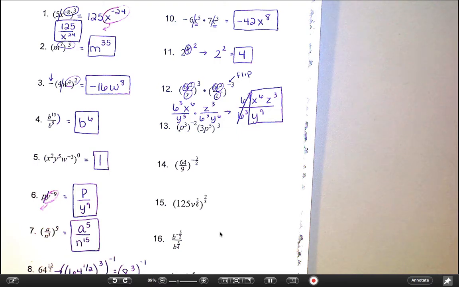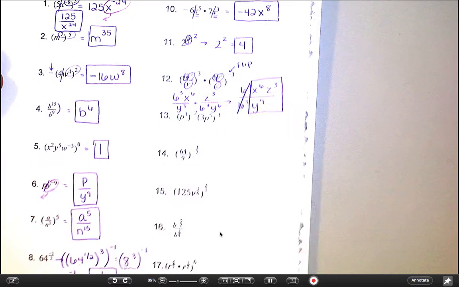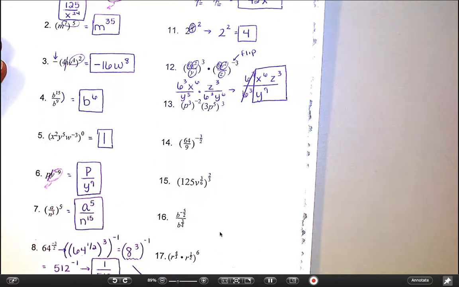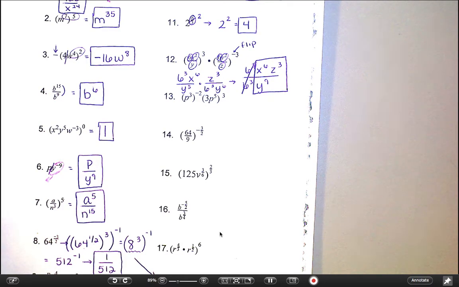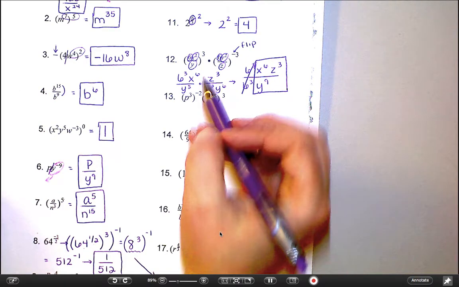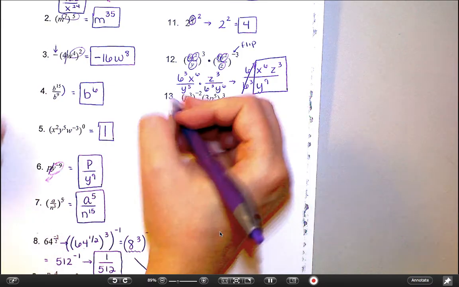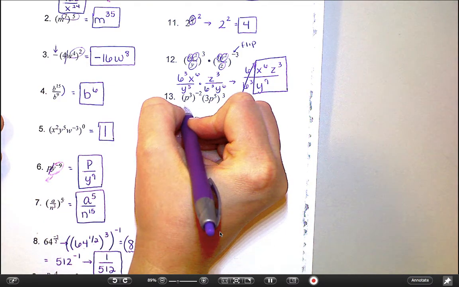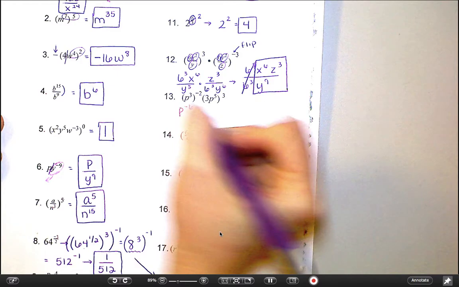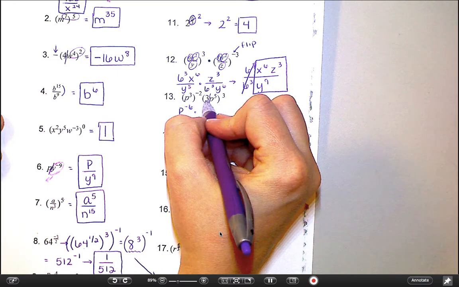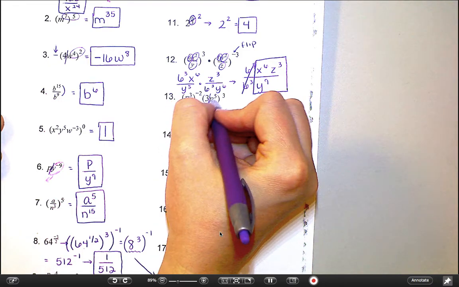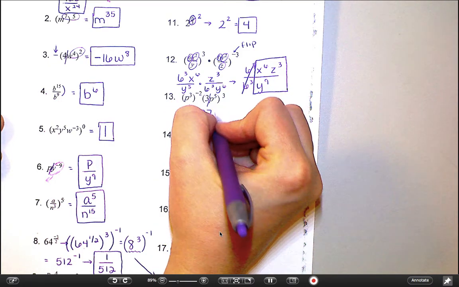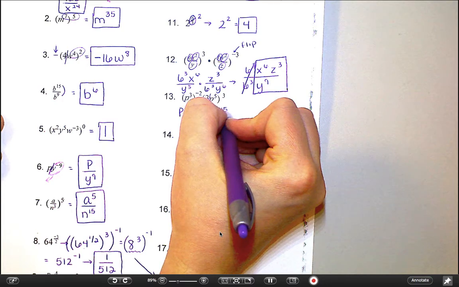Okay, on number 13, I'm going to dive in and just start applying my rules and not worrying about what's negative and what's not until I get to the very end. So here, I know to multiply. I know I'm going to have p to the negative 6. And here, I know I need to do 3 to the third, which is 27. And then here, I'm going to multiply, so that would be p to the 15th.